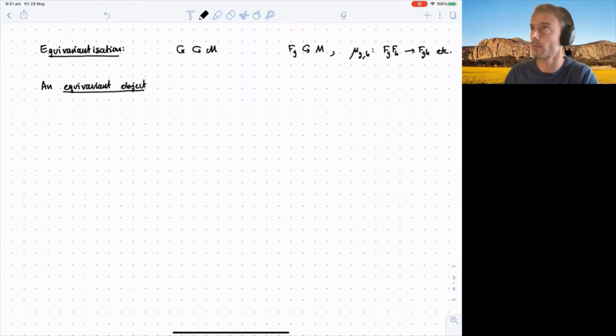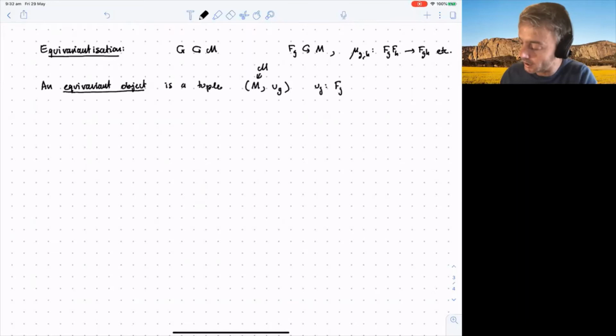And an equivariant object is a tuple consisting of an object M in the category, and u_g, an isomorphism from acting by g on M to M itself, such that a diagram commutes.